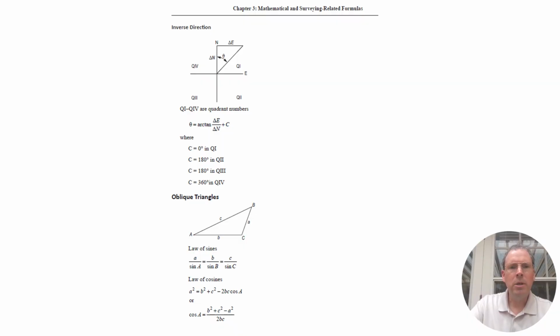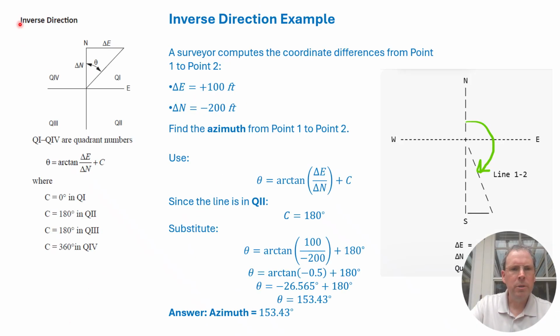And these get into the inverse direction, and you have oblique triangles. Okay, we'll start off with that first one here, this inverse direction. The way this is set up, you have quadrants 1, 2, 3, and 4, and you have an angle here in azimuth measured clockwise from the northing point here, and you're given that equation, where the C value depends on which quadrant you're in, and you add in a C number.